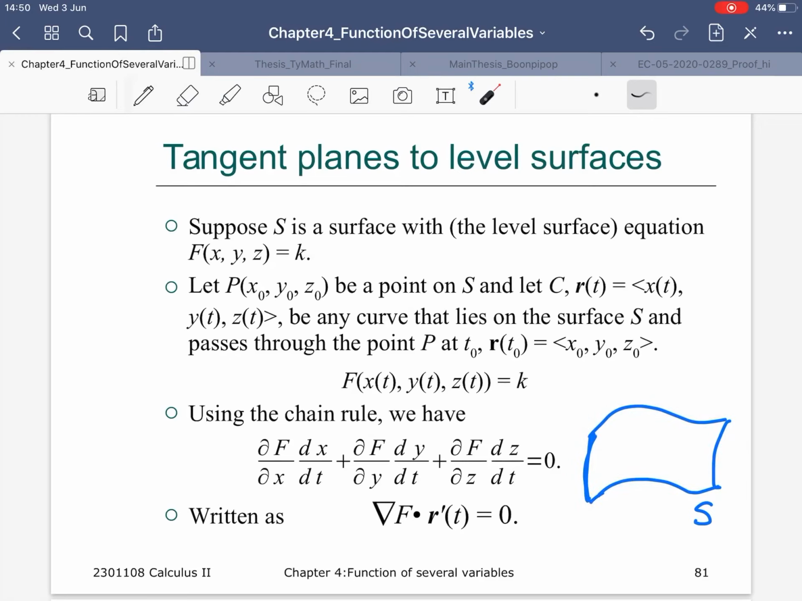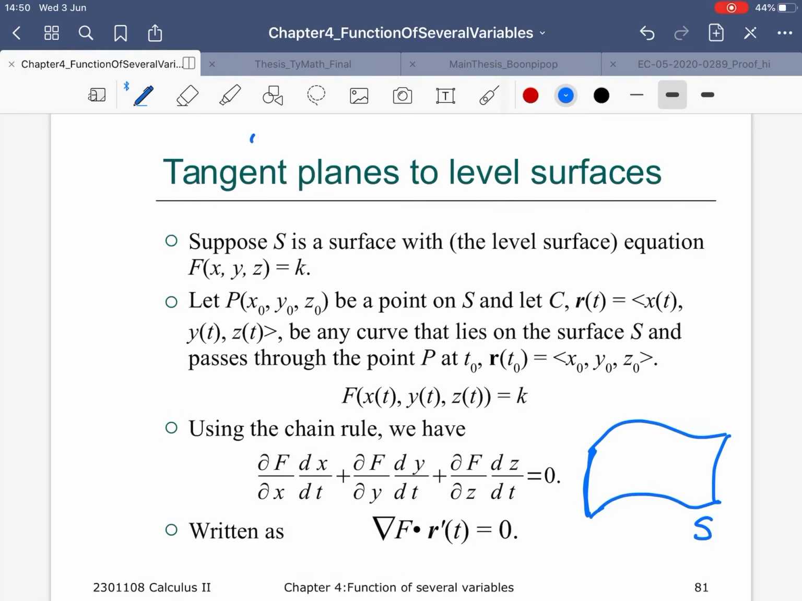Let S be a surface, so it may look like this, whatever surface you're looking at, and the equation that represents your S depends on x, y, z, in terms of f equals a constant k, so it is f of x, y, z equals k. For example, a surface you may be familiar with is x squared plus y squared plus z squared equals r squared, which is the sphere, remember?